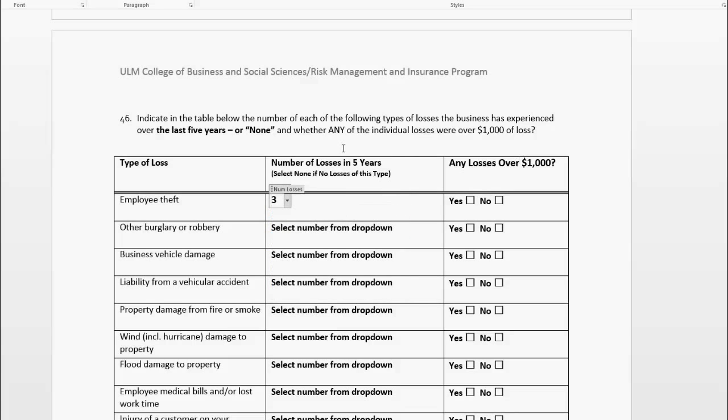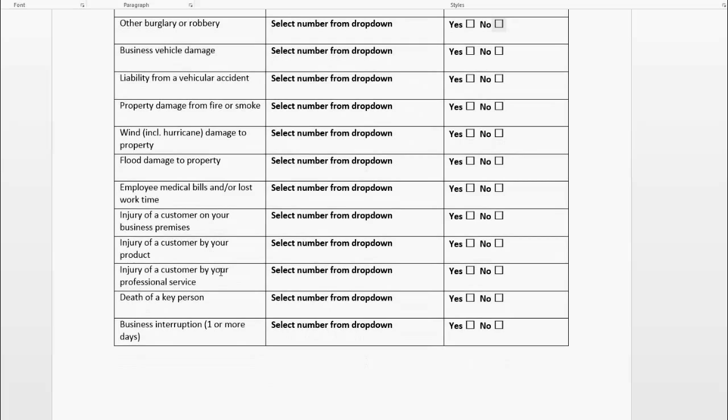Business owners tend to have a short memory when it comes to risk management sometimes. All business owners. Any losses over $1,000, if any of those individually, not collectively, were over $1,000, then you would put yes. And again, I think that this is self-explanatory.